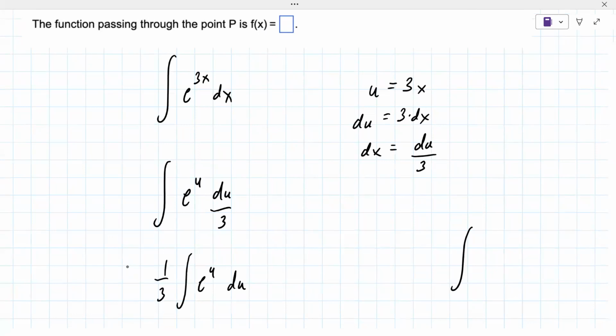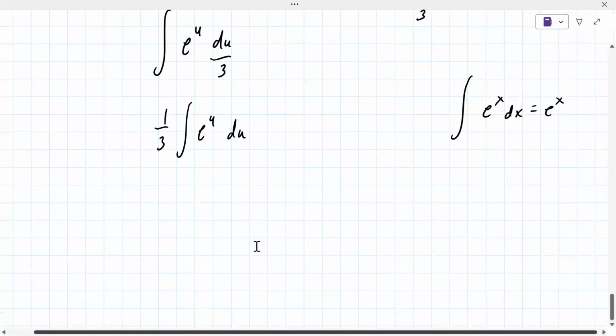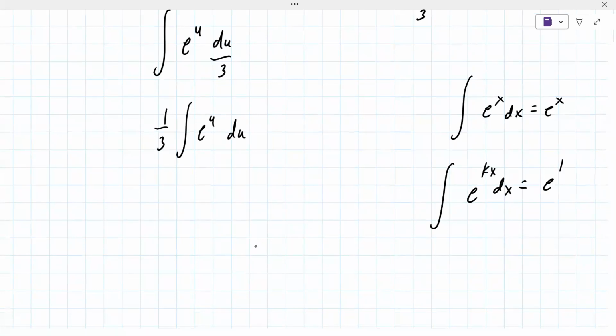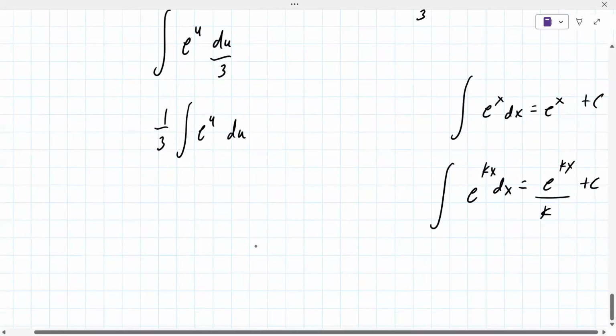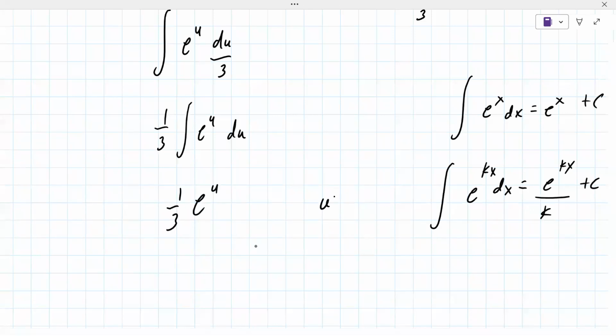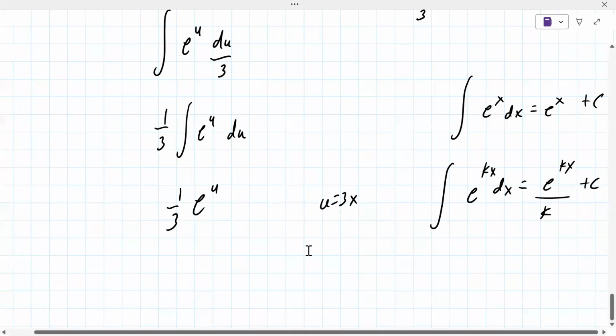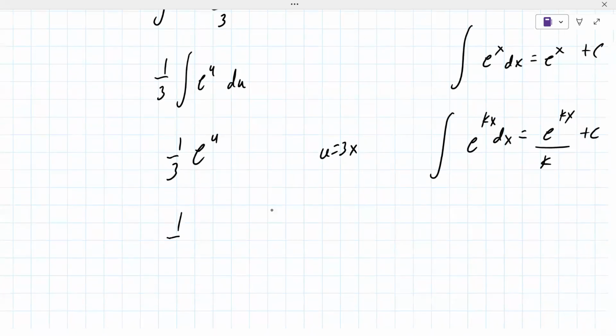And so you know, off to the side here, the integral of e to the x dx is itself. Some of the reference sheets, which I know you don't get, say if it's e to the kx dx, it ends up being e to the kx divided by k, plus c. You'll see that here. The antiderivative is e to the u, but u was really 3x. The k in this case is 3, so it's 1/3 e to the 3x plus c.